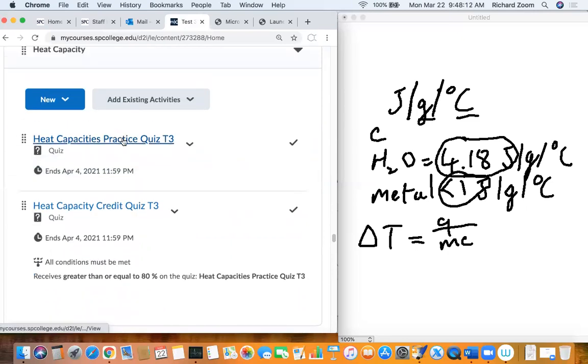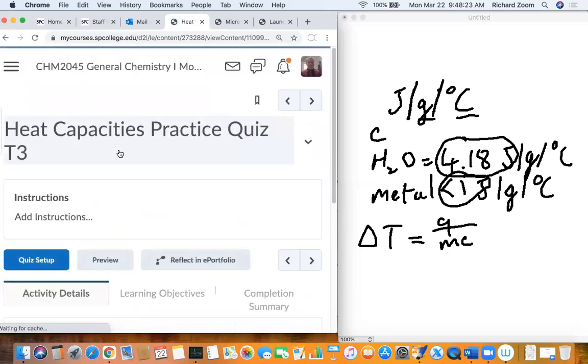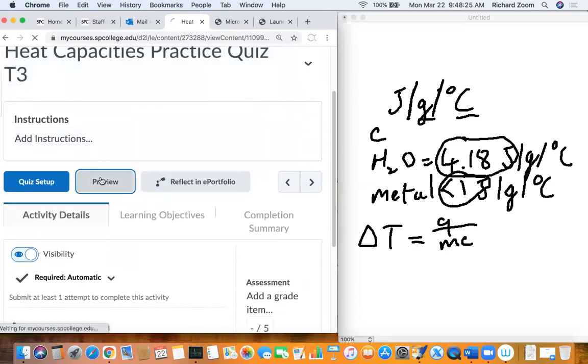Down here, we've got the heat capacities quizzes. And what I want to do is do a couple of these problems from the practice quiz here, which is similar to, or at least some of them are similar to what you're going to see on the real test as well.